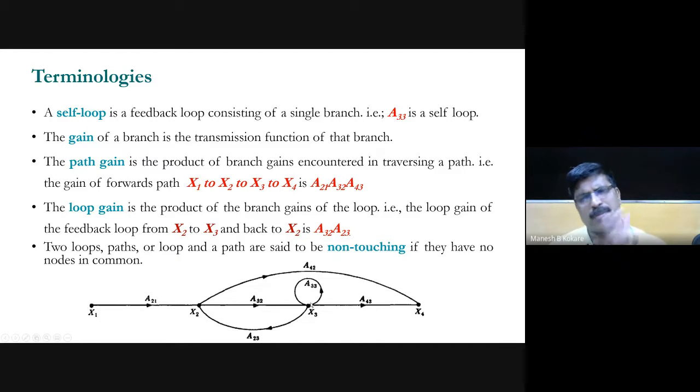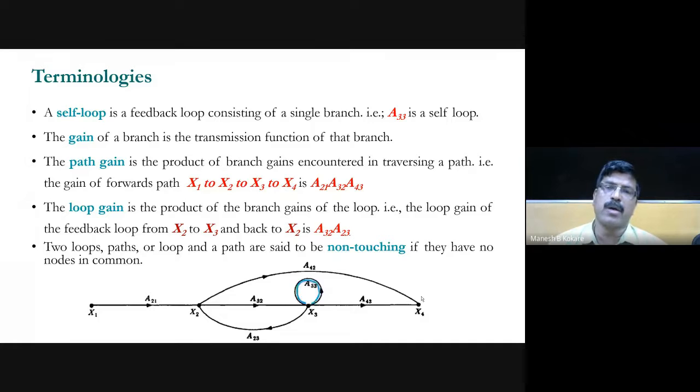So in the given diagram, there are only two loops, but these two loops are touching each other because this x3 is the node which is common to A33 as well as to A32 and A23. So this is touching here. If, for example, this loop had been here only, and another loop had been here, then this loop and this loop would not have been touching each other. Then we would have said that these two loops are non-touching. Two loops are said to be non-touching if they don't have any common node, right? Then it will be said to be non-touching loops.